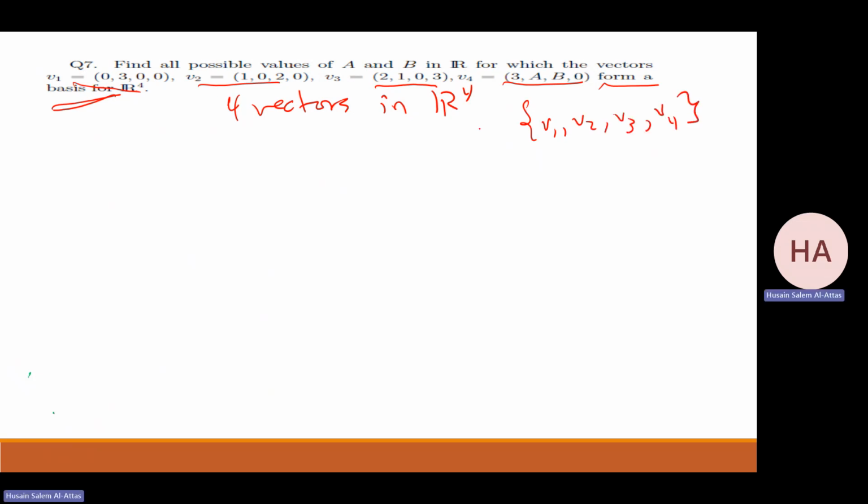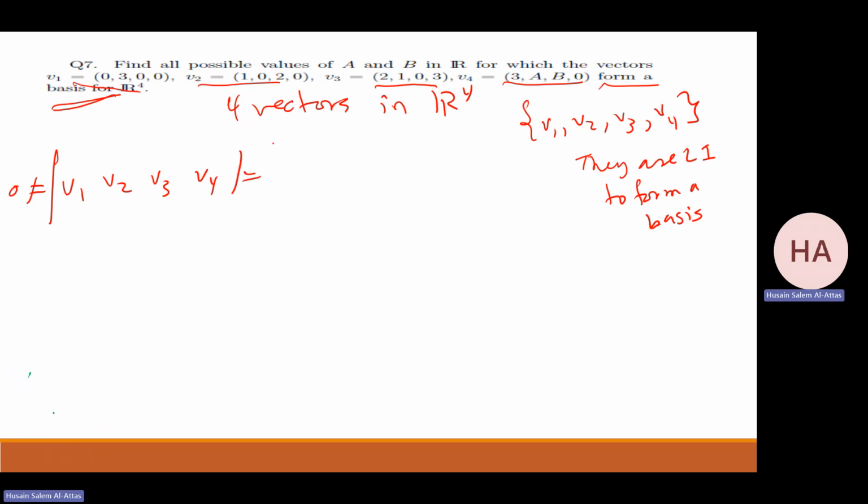How many? 4 vectors in R4, so they must be linearly independent to form a basis. So you need to check them for linear independence. So you need to check that the determinant of V1, V2, V3, V4 should not be equal to 0. Okay, so I need to find the determinant.